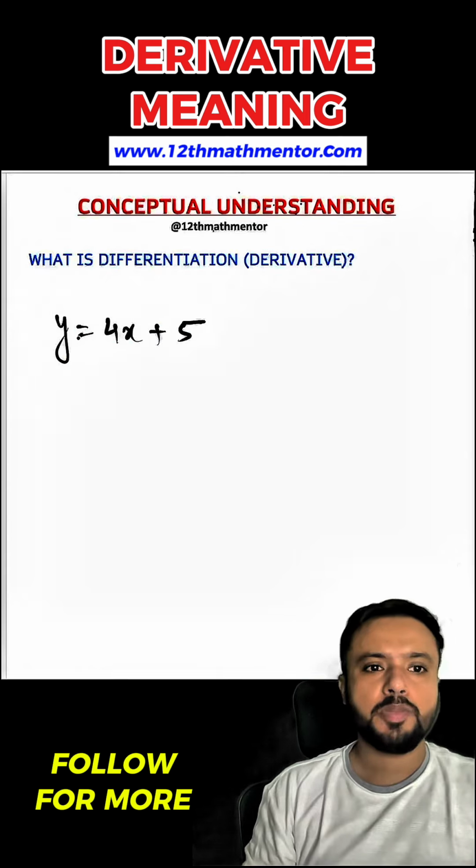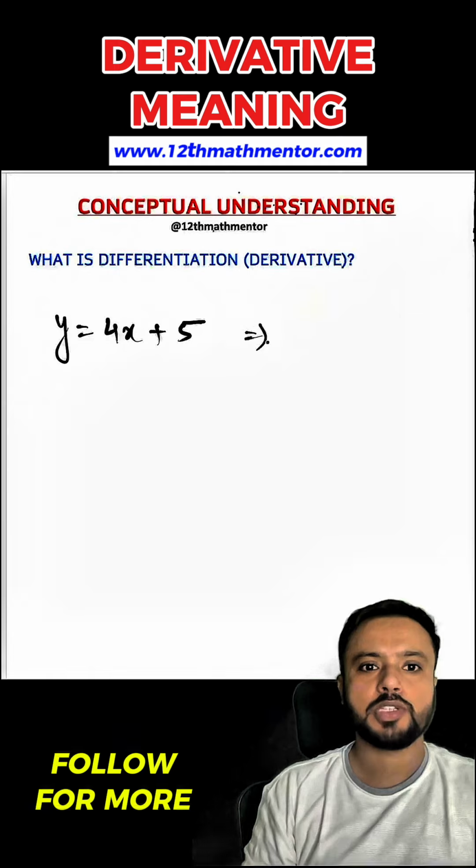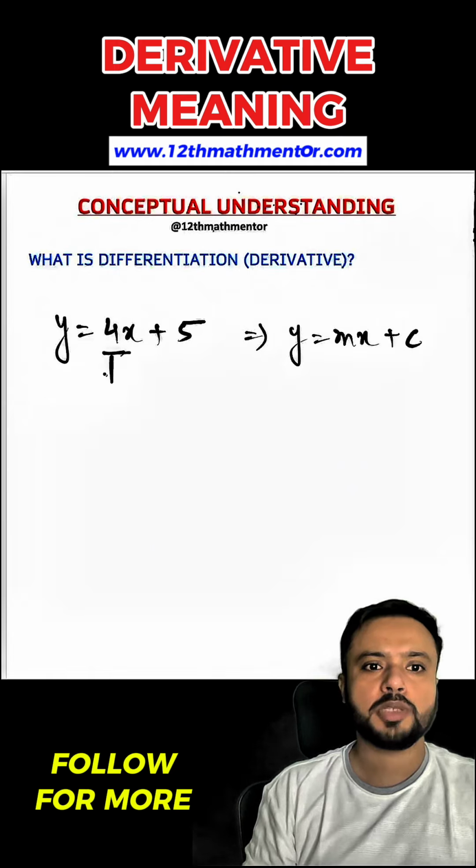Before I explain the meaning of differentiation, let's assume a function which is y equals 4x plus 5. This is the equation of a line of the form y equals mx plus c, which we clearly know has a gradient of 4.